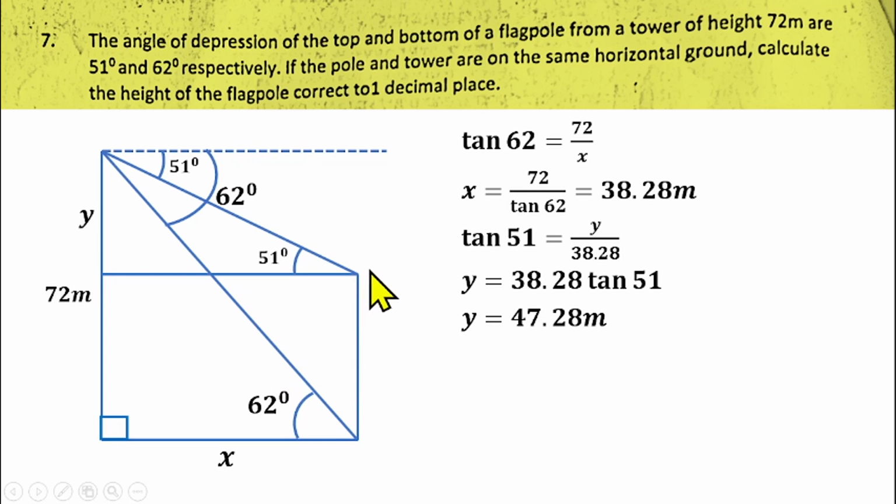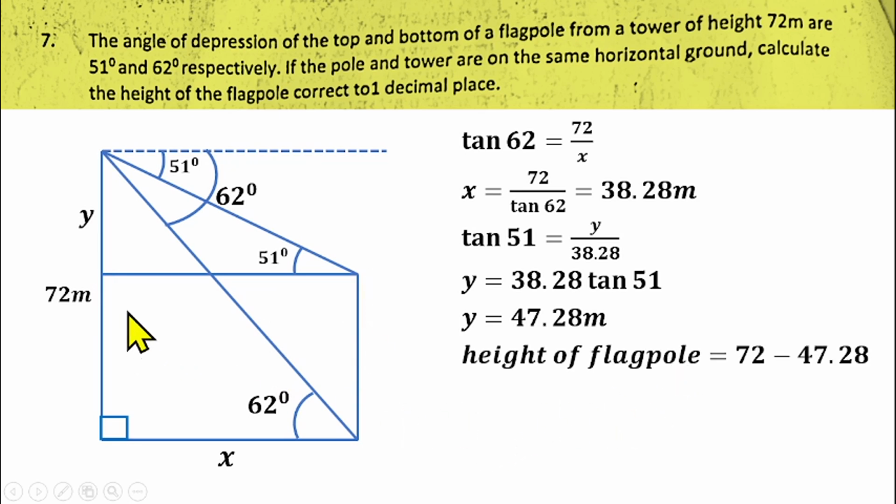Then to now know the height of the flagpole, that will be the whole side here, which is 72 meters, minus the side here, which is 47.28, and that will give us 24.72 meters as the height from here to here, which is the same thing as the height of the flagpole. We have to take this one to one decimal place. That should give us 24.7 meters to one decimal place. And that's the solution for question number 7.